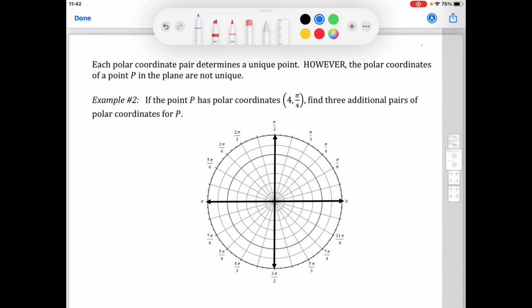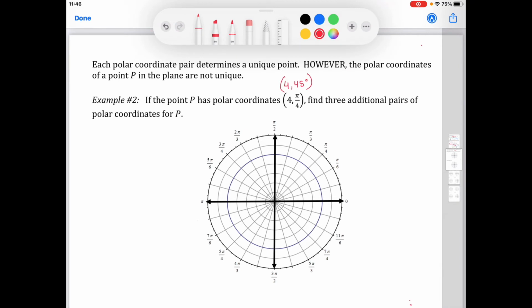So each polar coordinate pair determines a unique point. However, the polar coordinates of a point P in the plane are not unique, because we can write those coordinates multiple ways. We just saw how we could write that one coordinate 2 different ways. Actually, we can write it 3 or 4 different ways. So if the point P has the polar coordinates 4 comma pi over 4, find the 3 additional pairs of polar coordinates for P. So my angle is 4 comma 45 degrees.